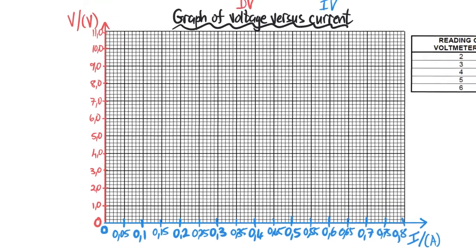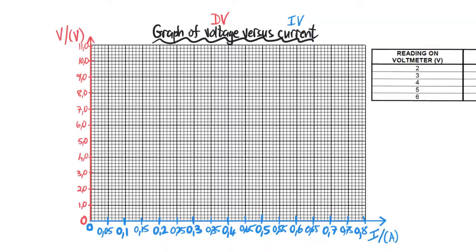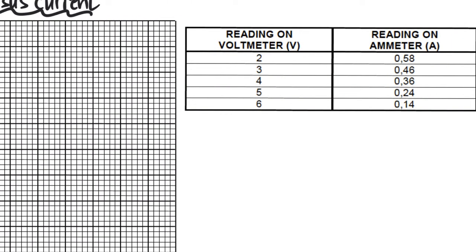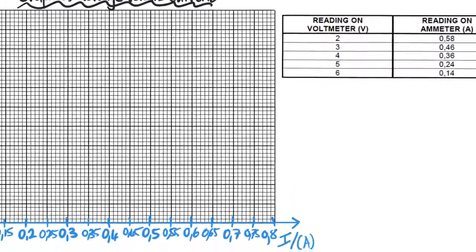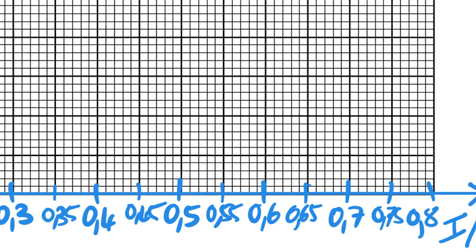So now we have our axes labeled and scaled, and we have the heading. So now we can plot the data. The first point we're going to plot is 0.58 and 2. Right, so if we look at 0.58, it is somewhere here. Looking here, this is 0.55, so this is 0.56, 0.57, 0.58.